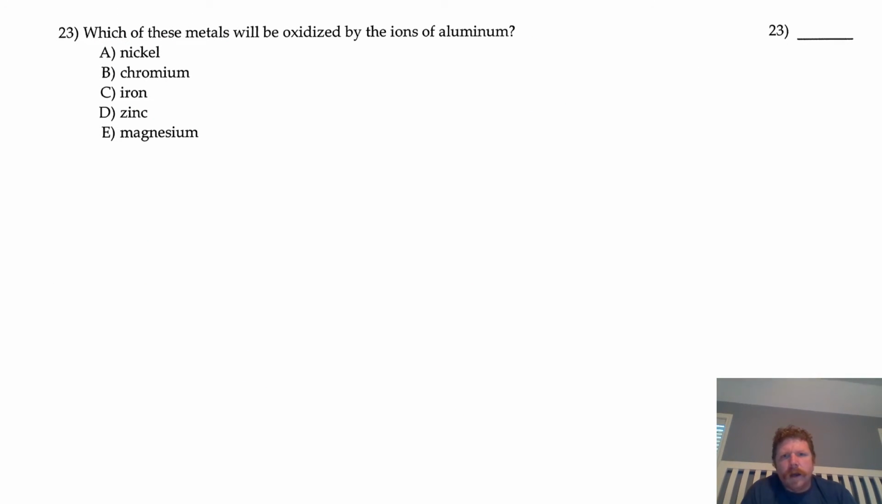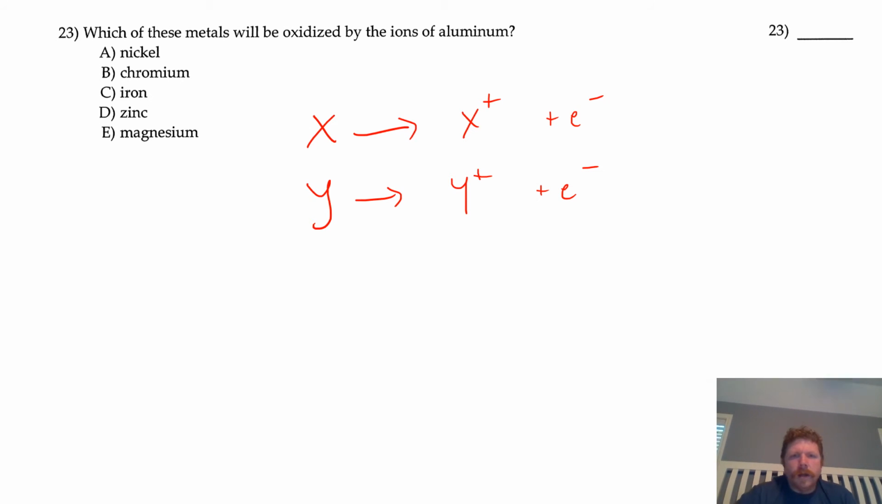Which of these metals will be oxidized by the ions of aluminum? So when you look at an activity series chart, you're going to see X goes to X plus electron. The metal reactivity series, you are going to be given a copy of that. The way that you read it is you're going to look for the placement of an ion, so Y yields Y plus electrons. And the way that this question is worded is asking which metal will be oxidized by ions of aluminum. Essentially what you're presented with is Y plus. Those are your aluminum ions.